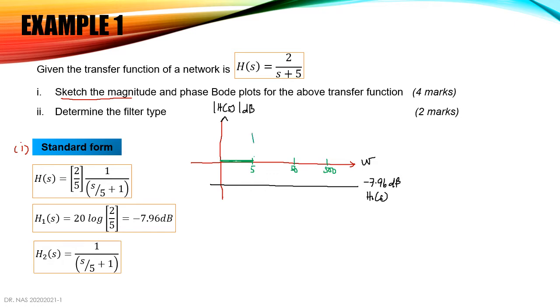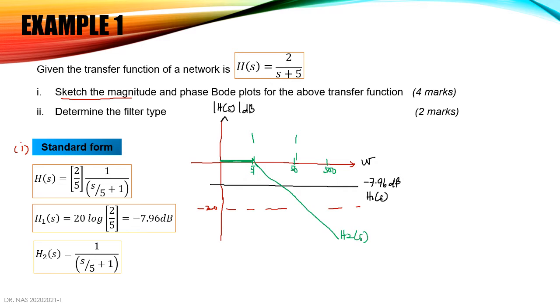So approximately there, we assume that here is negative 20 dB per decade. So the line drops down by 20 dB per decade, something like this. Okay, so this is your H2(s). Finally, you need to sum them up.